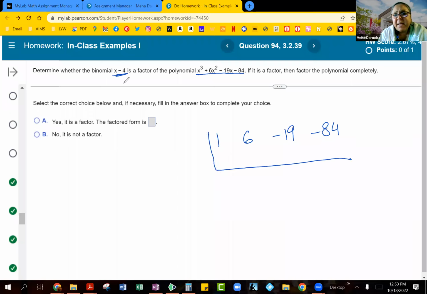What are you dividing by, guys, if you're given x minus 4? Plus 4, yeah. So take that, set it equal to 0, and you get x equals 4. So we're dividing by 4. Again, go ahead and tell me, do we get a 0 remainder or not?